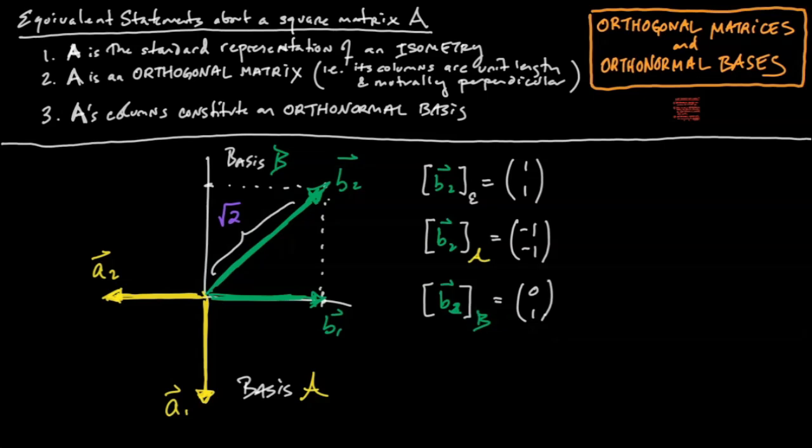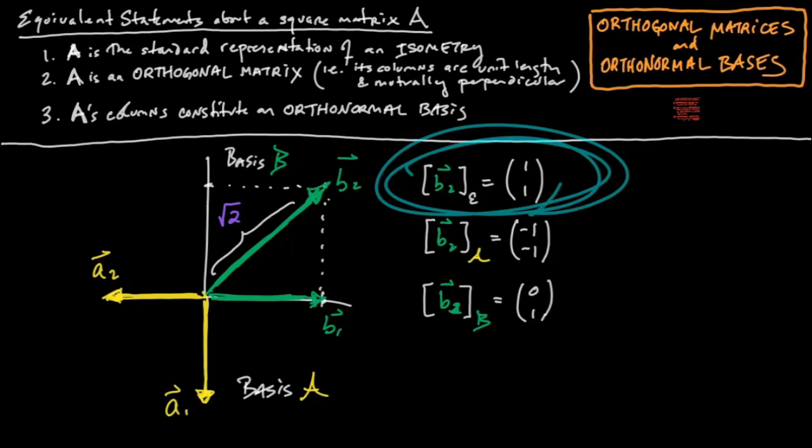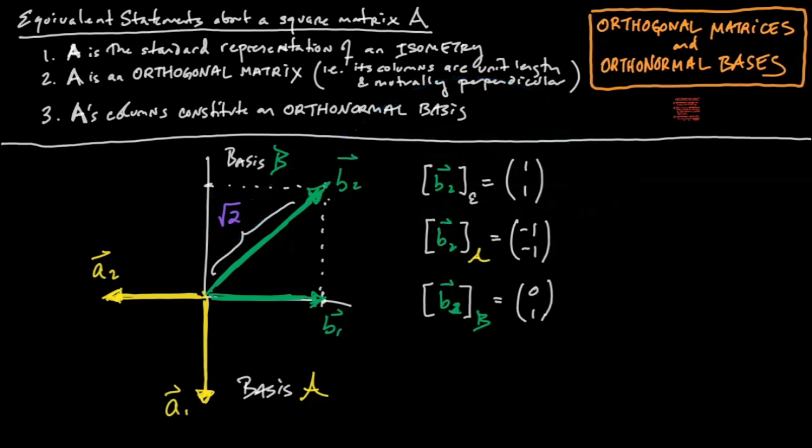Now, if we were to try applying that formula, the square root of the sum of the squares of the components, in each of these three cases, let's see what would happen. Well, in the first case, the standard basis, we'd get the square root of 1 plus 1, so the square root of 2, which is correct. Well, we knew that already.